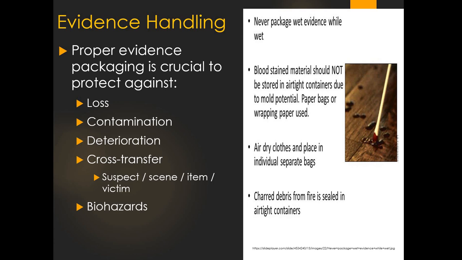Never package blood evidence while wet unless you put it into an instant freeze. Blood stain material should not be stored in airtight containers. Like I said, paper bags is where we use most of them, or wrapping paper if it's really big. You air dry the clothes and place them in individual separate bags. Char debris from a fire is sealed in airtight containers though. So if you have a fire and something is charred, then you do put it in an airtight container because you don't want to contaminate or lose any of the evidence that can be given off by char.